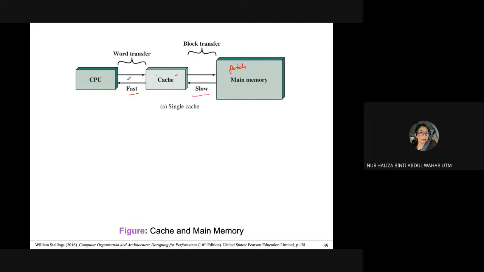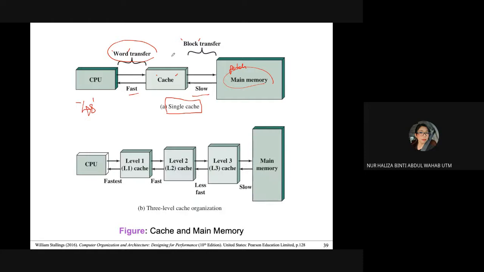And the communication between the CPU and cache is by word transfer. You're going to transfer words, while from the cache to the main memory, we're going to use a block. So this is if you have only a single cache. So your time is only 4 seconds if you want to go up to main memory.